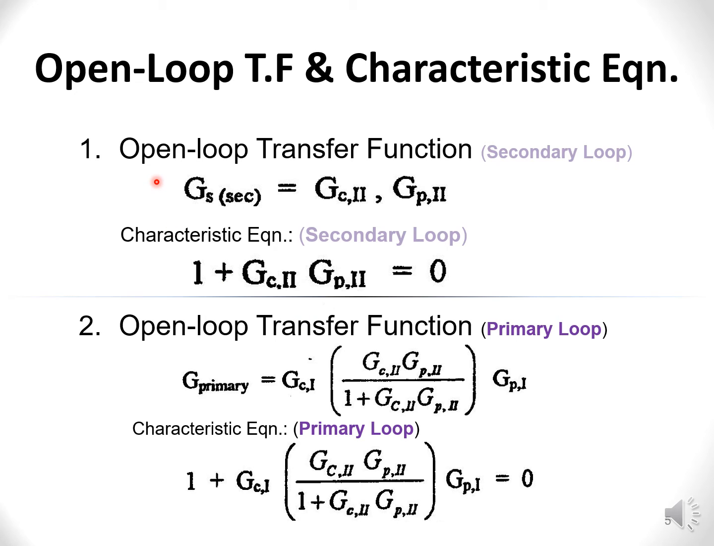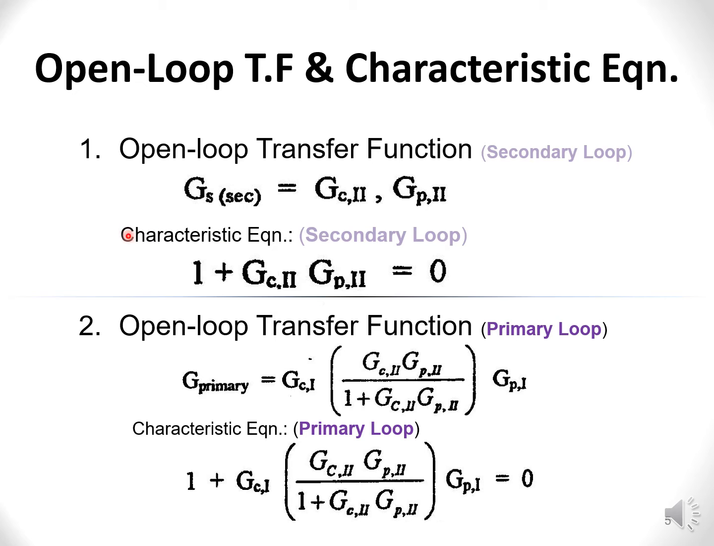And also we have the open loop transfer function and characteristic equation of the two loops. We look at the secondary loop. We have the open loop transfer function GC2 GP2 and the characteristic equation given by 1 plus GC2 GP2. This determines the stability of the secondary loop. As normally we do for stability check, even for tuning, we can use this for the secondary loop.